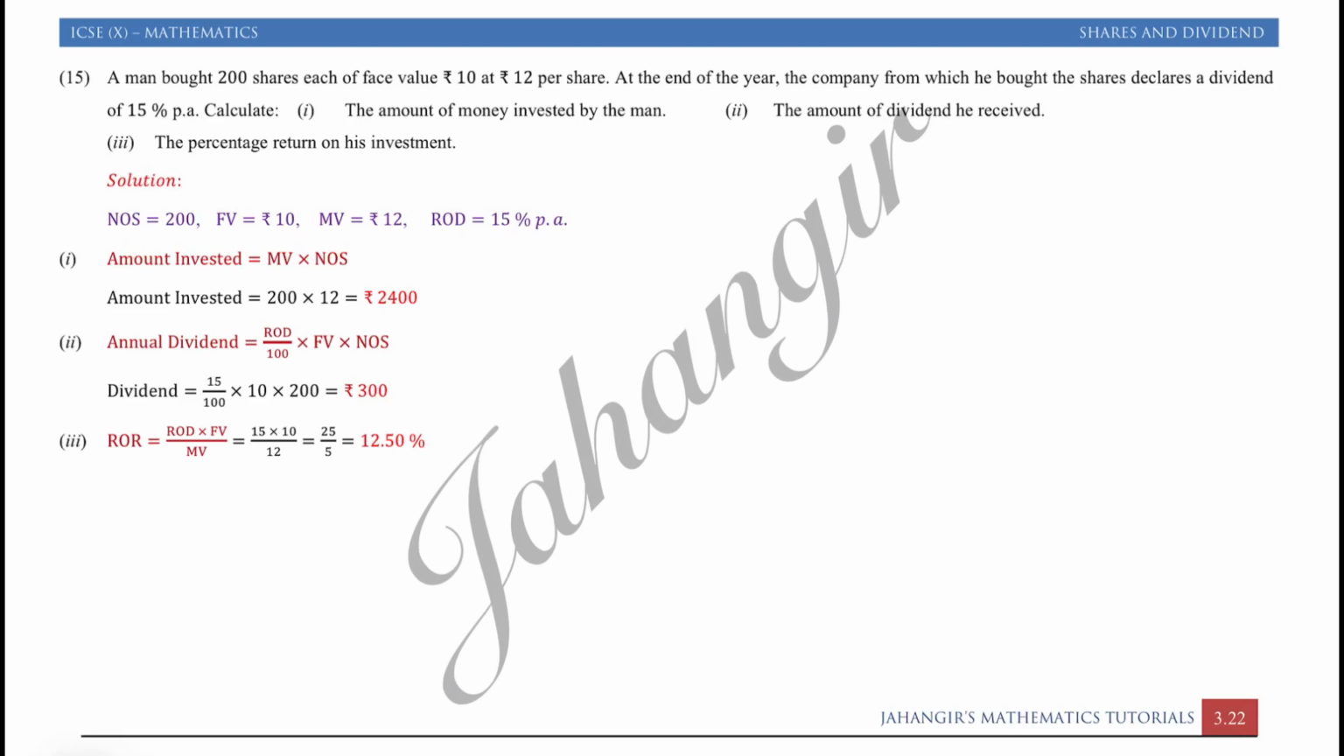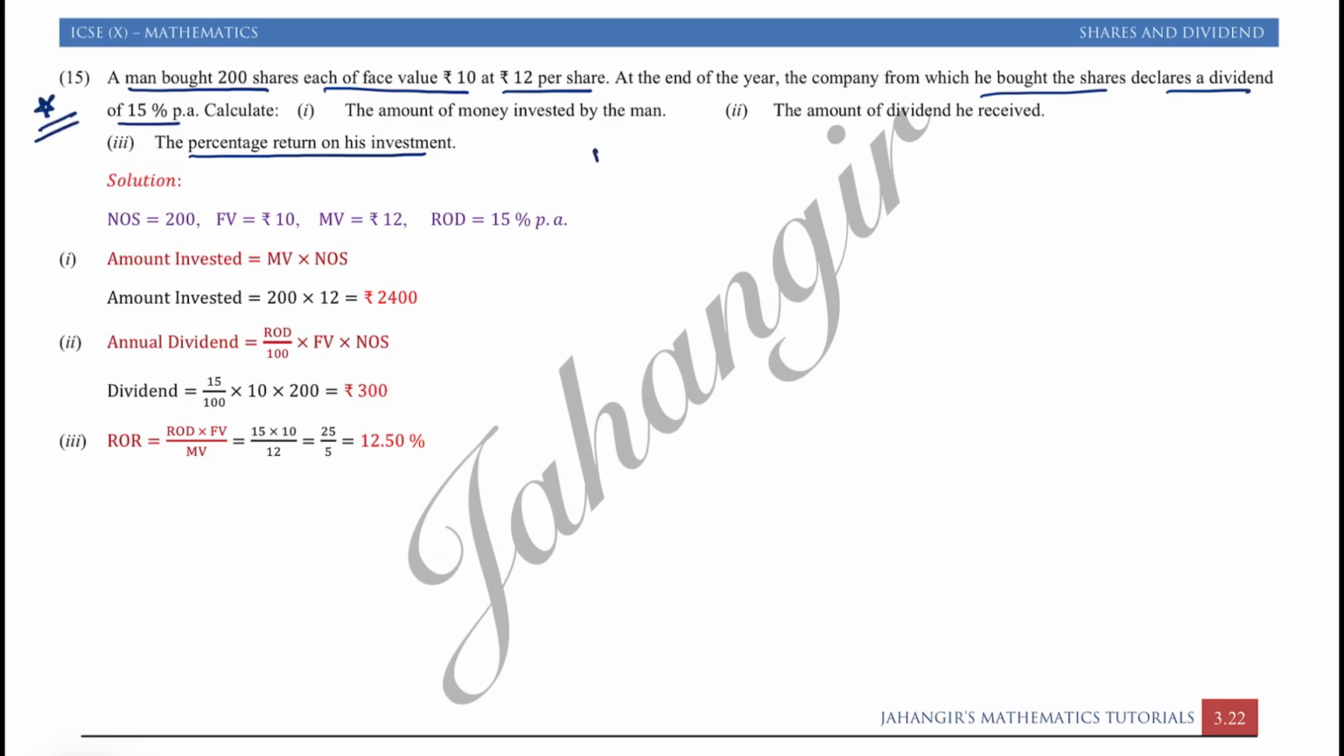Question number 15. A man bought 200 shares, each of the face value rupees 10 at rupees 12. Means its market value is rupees 12. At the end of 1 year, the company from which he bought the shares declares a dividend of 15% per annum. Then calculate the amount of money invested by him. Second, annual dividend and third is percentage return on his investment. This is a board pattern question.